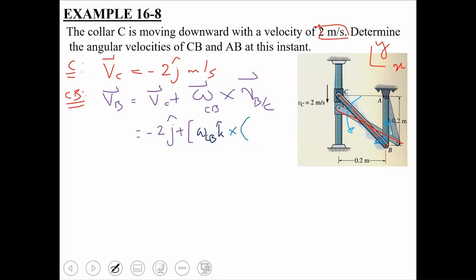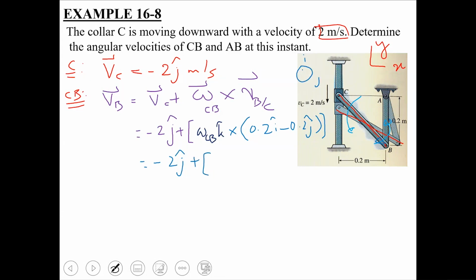ये भी अच्छी बात. So it is going to be 0.2 i minus 0.2 j. So this is going to be the relative position of B with respect to C. Is this point clear to all of you? Yes, sir. Okay, so accordingly, if we expand it, it would be minus 2j plus taking the cross product.